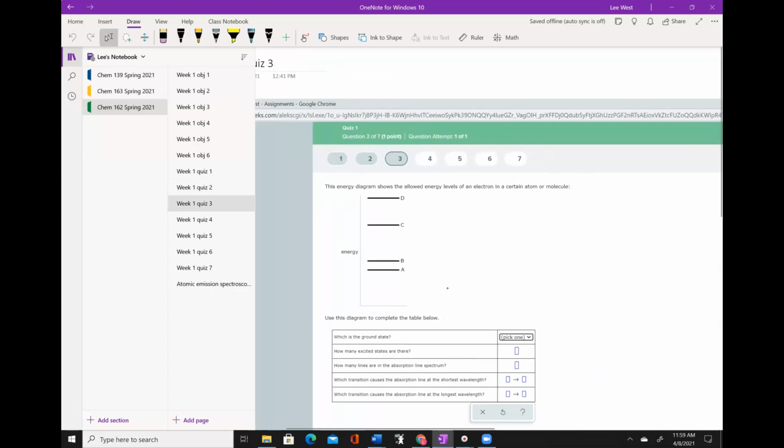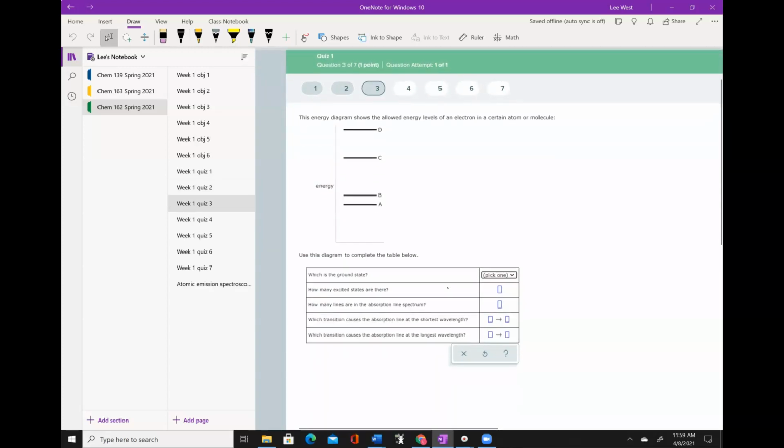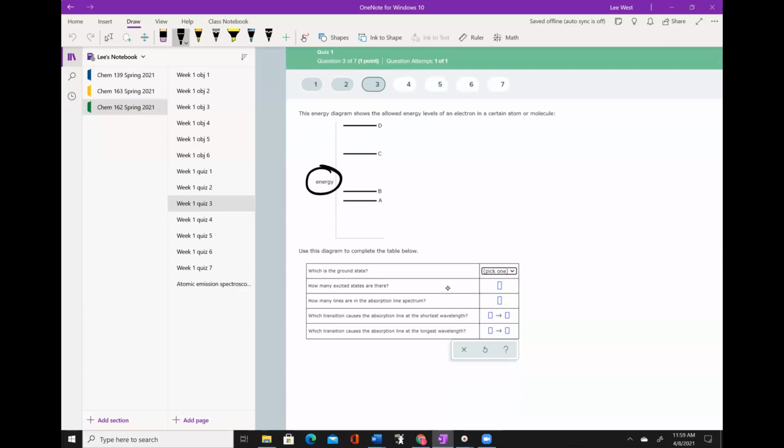Okay, it looks like another qualitative energy diagram, doesn't it? Again, we know it's qualitative because there's no units on the axes. Okay, so this time we've got 4 energy levels. A is going to be our ground state, and then we've got our 3 excited states, right? So first excited state, second excited state, third excited state. So what is the ground state? Well, A. How many excited states are there?